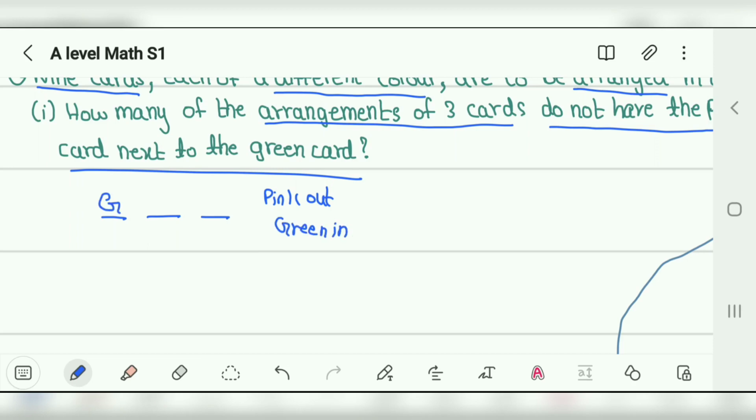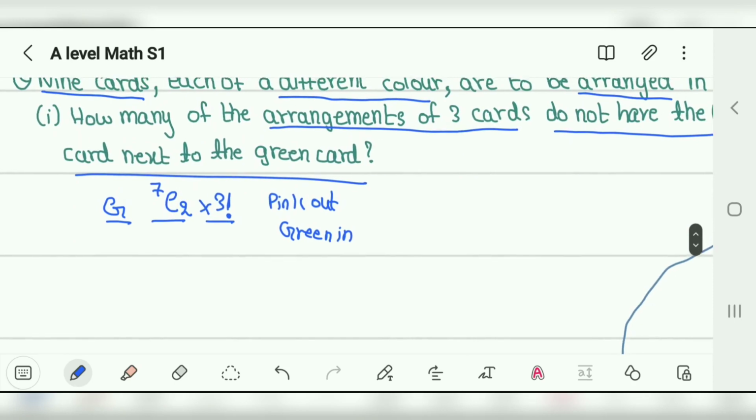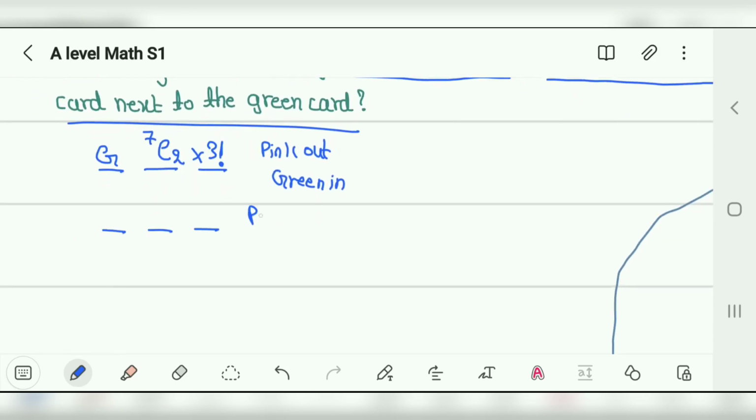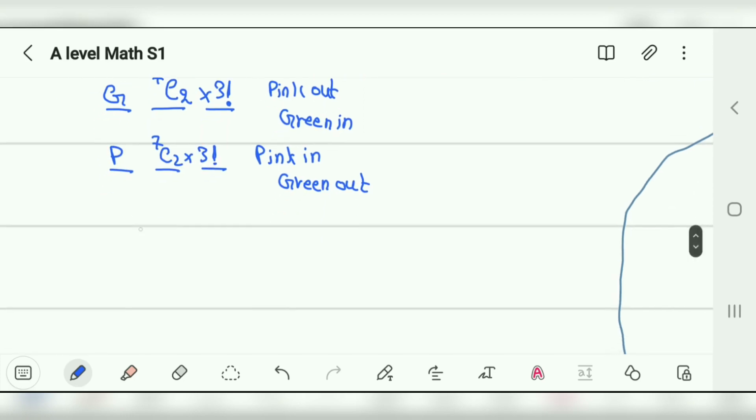So here you go, G, and I'm going to choose 7C2, then multiply by 3 factorial. Okay, then again pink in, green out. So this is pink, and again 7C2 multiply by 3 factorial, and now both of them are out, so 7C2 multiply by 3 factorial, 7C3 multiply by 3 factorial. Alright, so I think this is the answer.